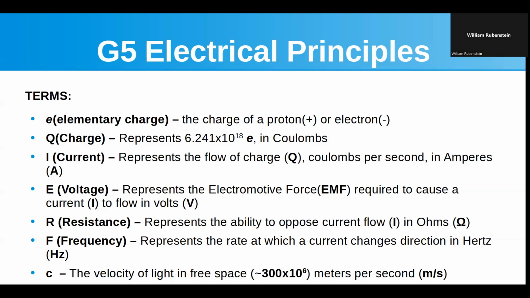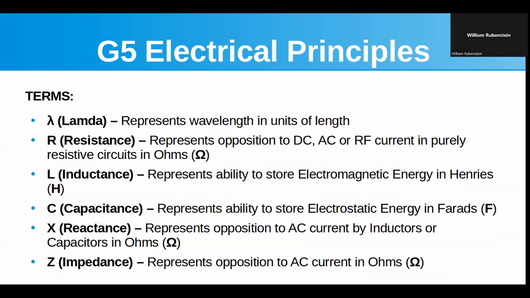Then one of the most important things, little c, which is the velocity of light in free space, approximately 300 million meters per second. We only use the 300 in the calculations. It's close enough because it's actually 299.9 and something. We use the Greek symbol lambda to represent wavelengths, so a lot of times you'll see lambda over 2 or lambda over 4, half wave, quarter wave.